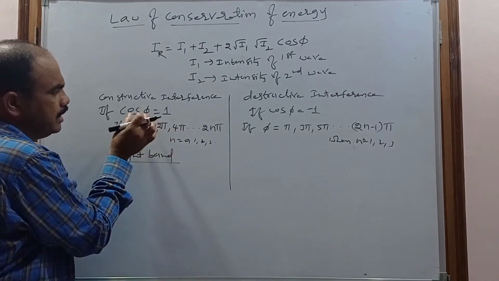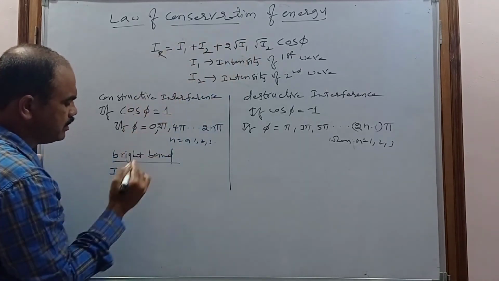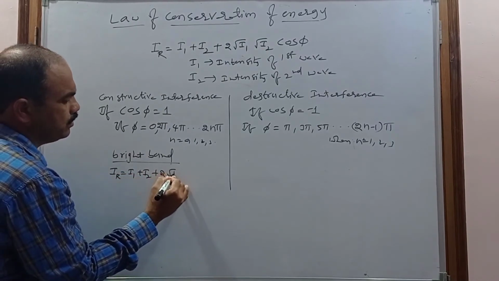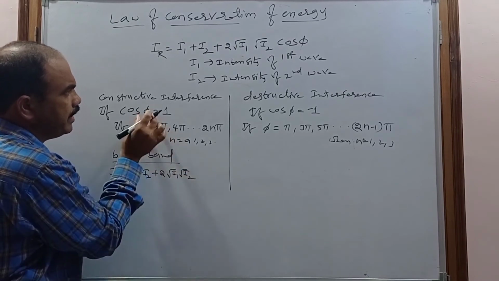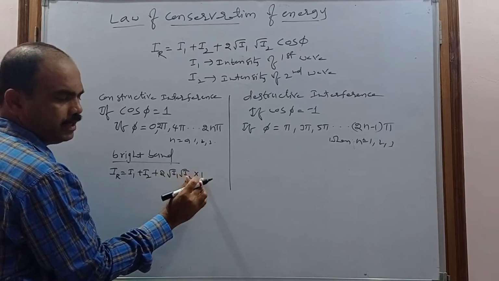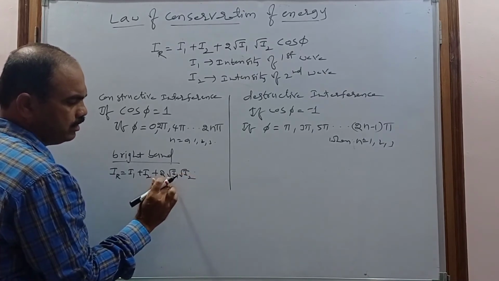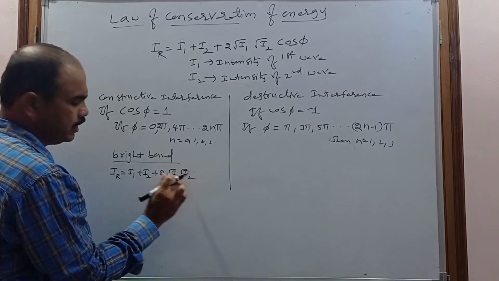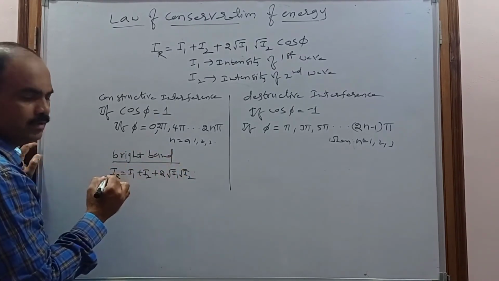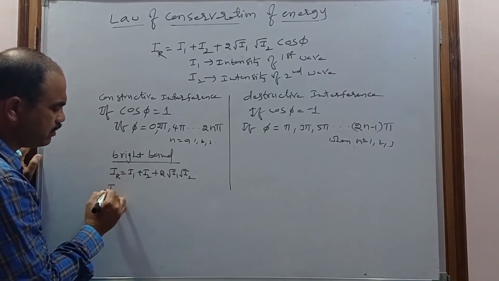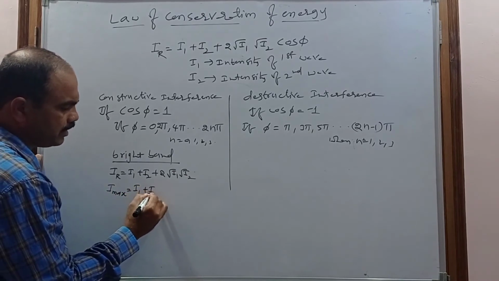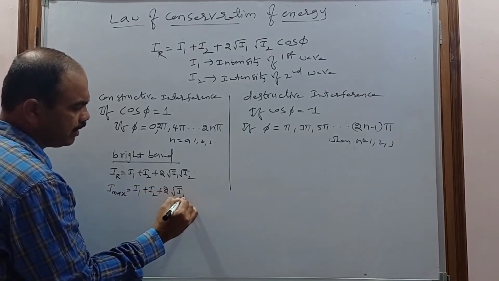So when cos phi equal to 1, substitute in this equation, what you get? You get I1 plus I2 plus 2 root I1 root I2 into 1, which is nothing but 2 root I1 I2. This is called the maximum intensity, or the resultant intensity when the bright band is formed. So this resultant intensity is also called the maximum intensity. What is the maximum intensity? I1 plus I2 plus 2 into root I1 root I2.